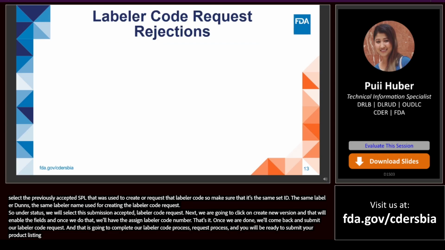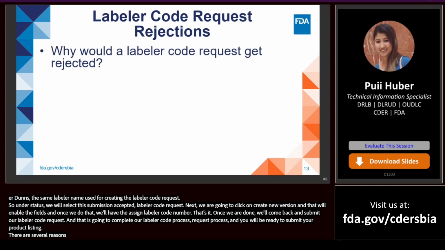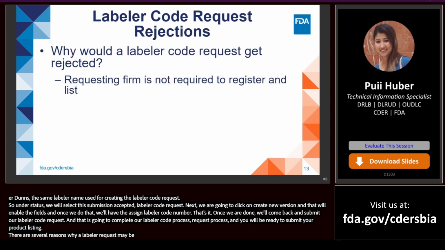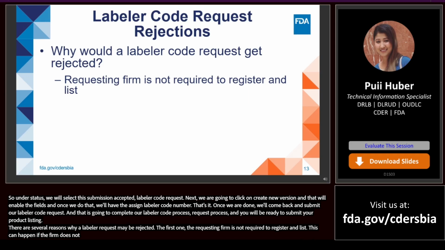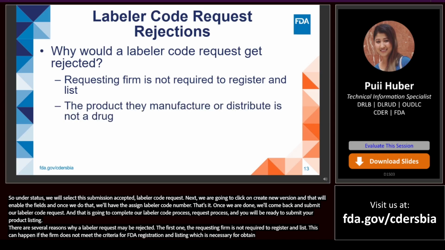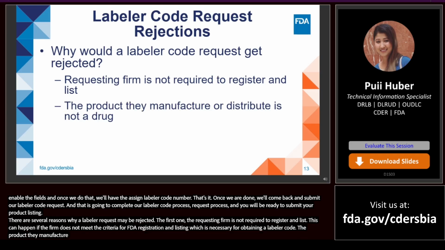There are several reasons why a labeler code request might be rejected. The first one: the requesting firm is not required to register and list. This can happen if the firm does not meet the criteria for FDA registration and listing, which is necessary for obtaining a labeler code. The product they manufacture or distribute is not a drug. Labeler codes are specifically for drug products. So if the product is not classified as a drug, the request will be rejected.